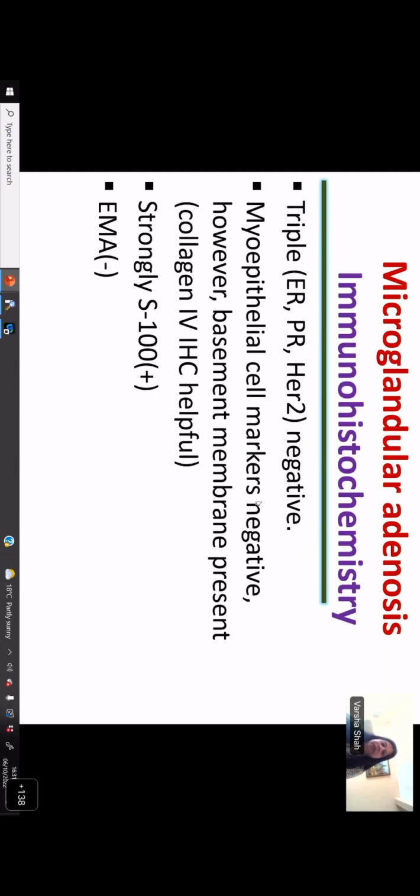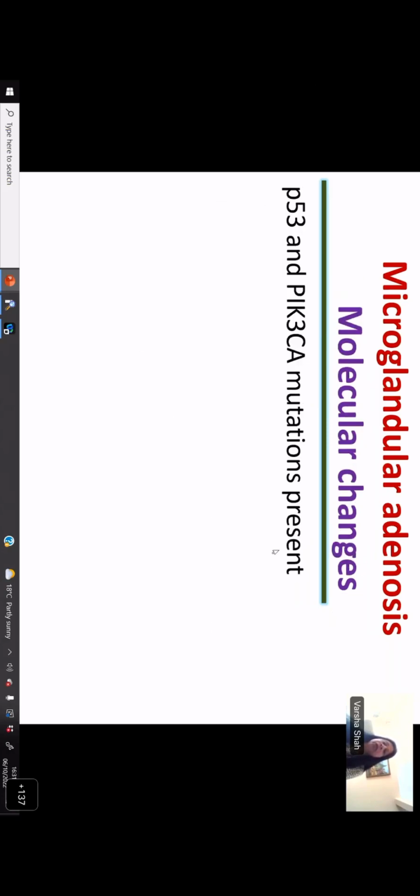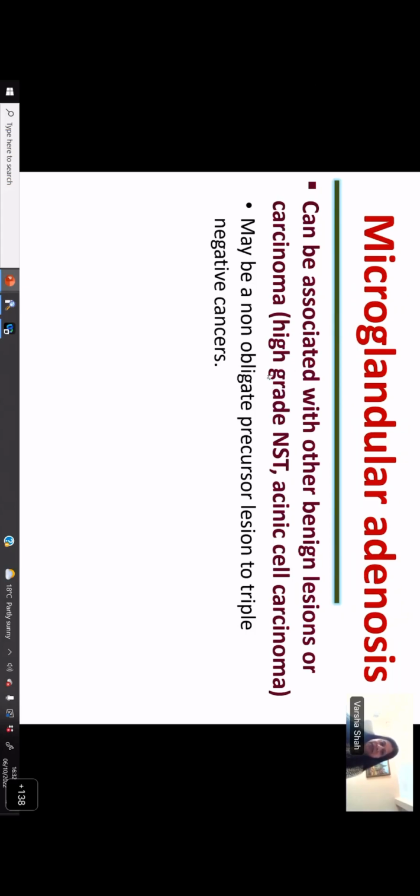So it's typically triple negative, myoepithelial markers are negative, S100 positive, and EMA negative. Molecular changes present are TP53 and PIK3CA mutations, which are the mutations you get in high-grade invasive duct carcinoma. Because it may be associated with or can progress to high-grade carcinoma, some people think that it is a non-obligate precursor lesion to triple negative cancers or acinic cell carcinomas.